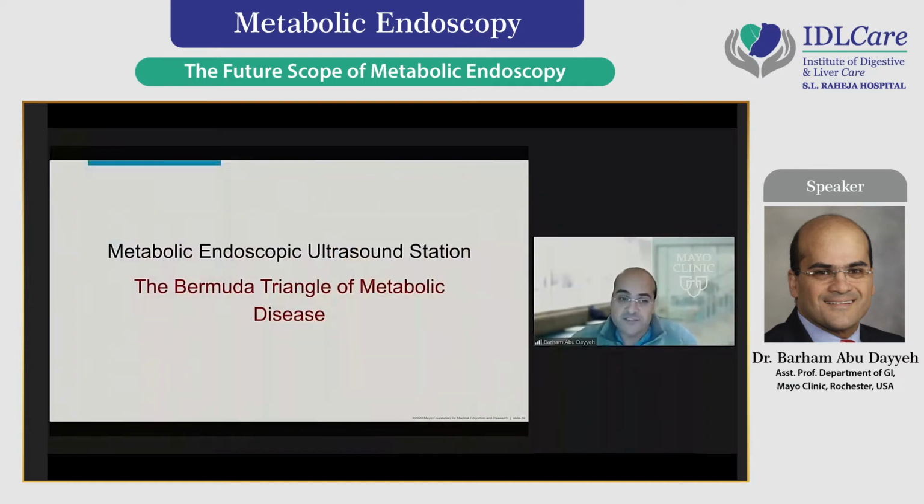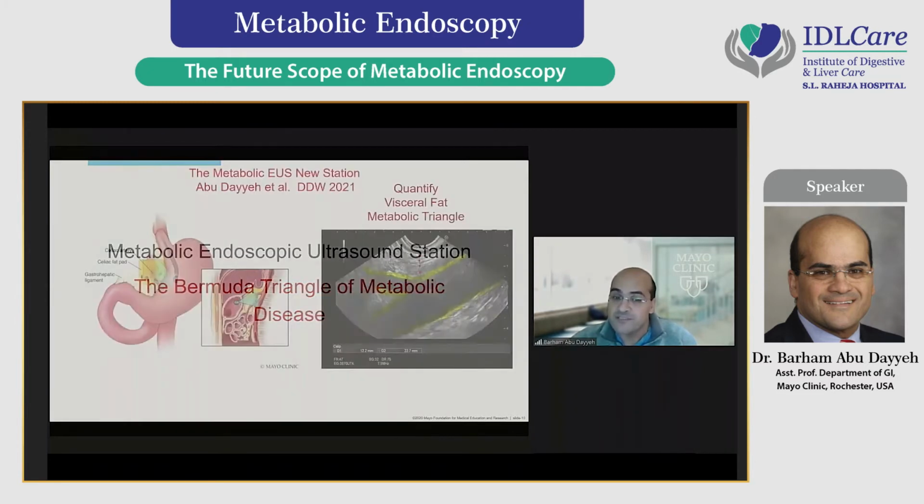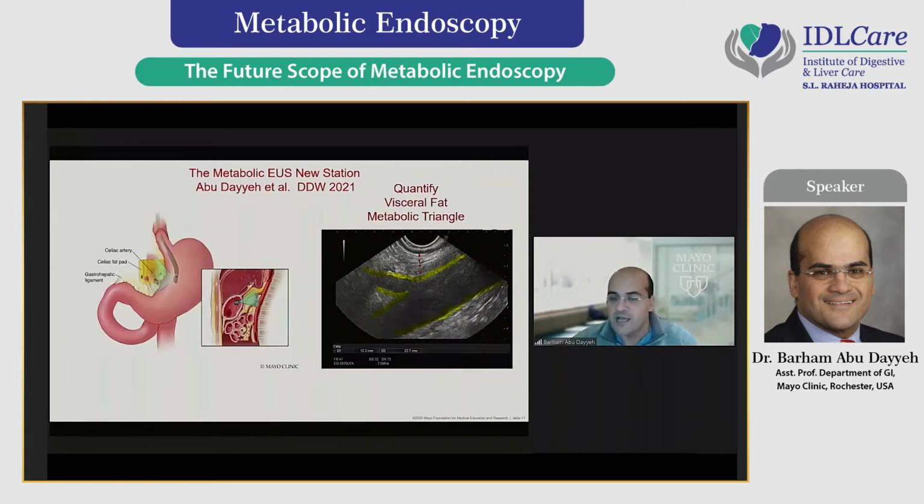So that brings us to the first development, which is the metabolic endoscopic ultrasound station, what I call the Bermuda Triangle of metabolic disease. With endoscopic ultrasound, this is a station that we could easily and reliably find, and we always look at it when we look at the celiac artery, and all it takes is a slight clockwise torque toward the liver in that station, and you find access to this triangle that's defined by the celiac artery and the probe location. And this triangle is reflective of the depot of this deep visceral mesenteric fat.